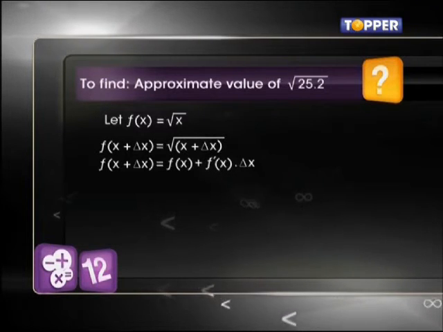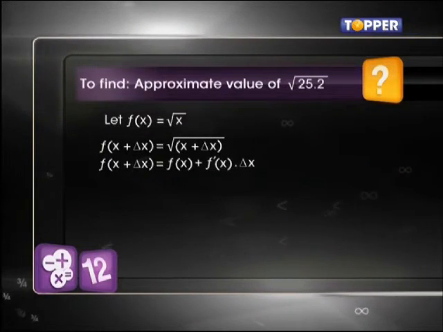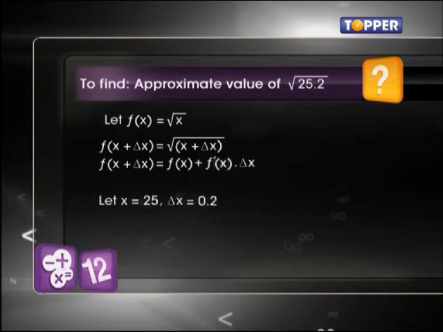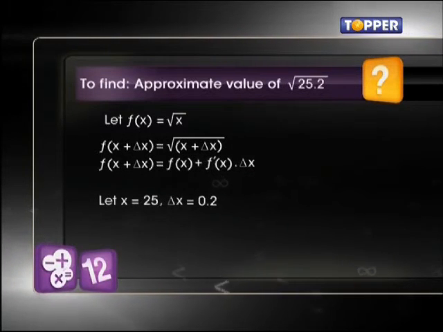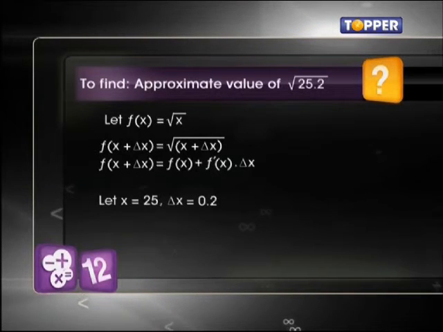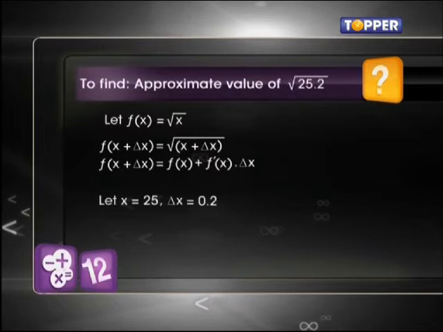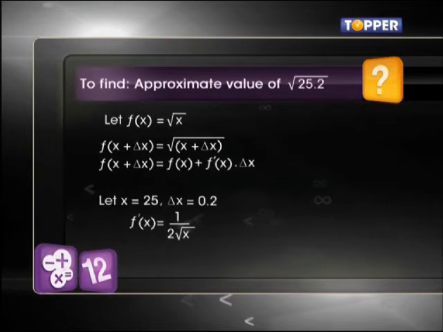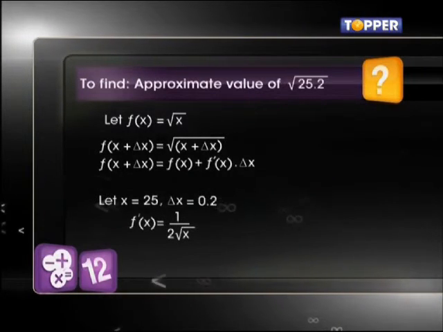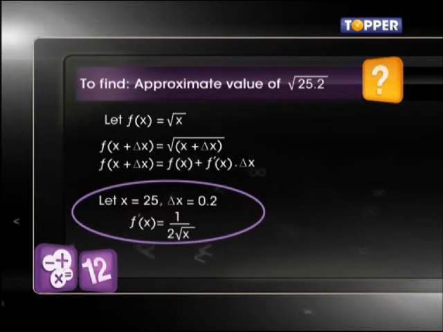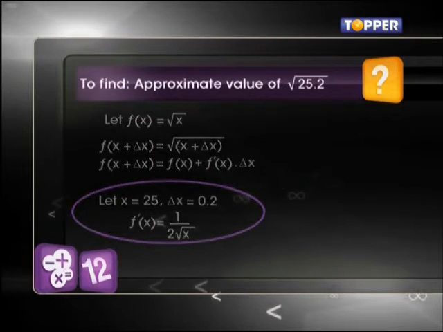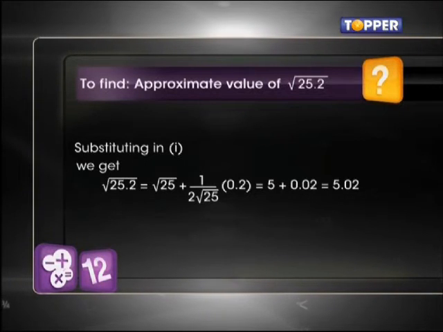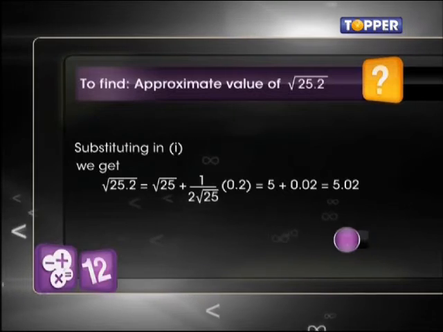So we find f(x plus delta x) equal to f(x) plus derivative of f(x) into delta x. We take x equal to 25 as the number nearest to 25.2, whose square root we are aware of. Then delta x is equal to 25.2 minus 25, which is 0.2. Differentiating f(x), we get 1 by 2 root x. And substituting it in 1, we get square root of 25.2 is equal to 5.02.